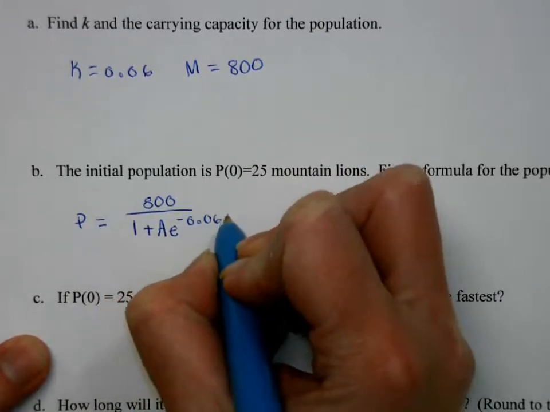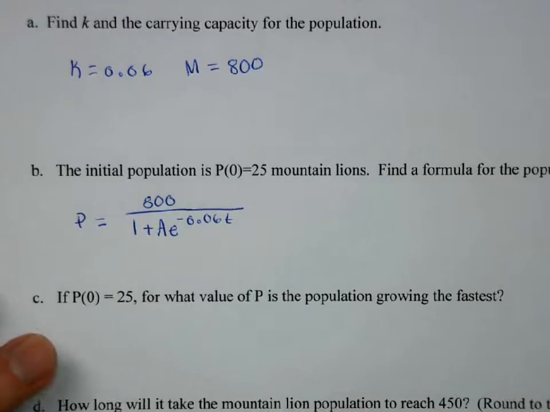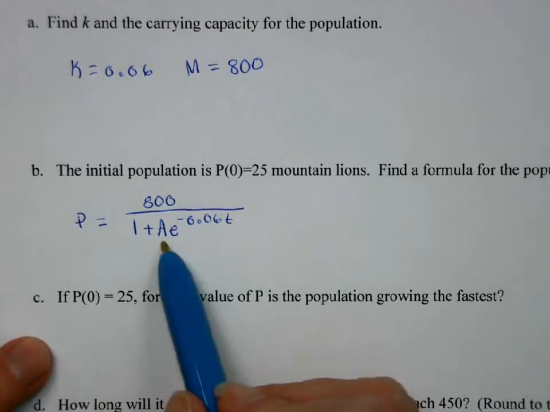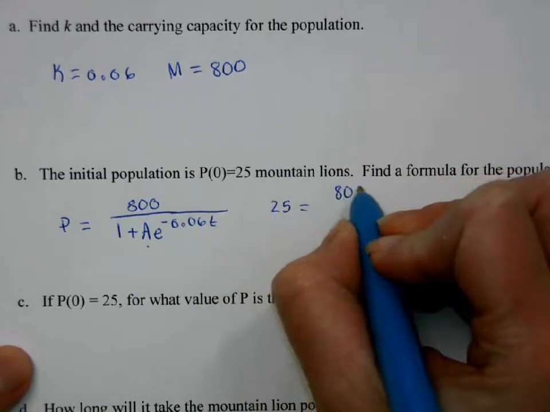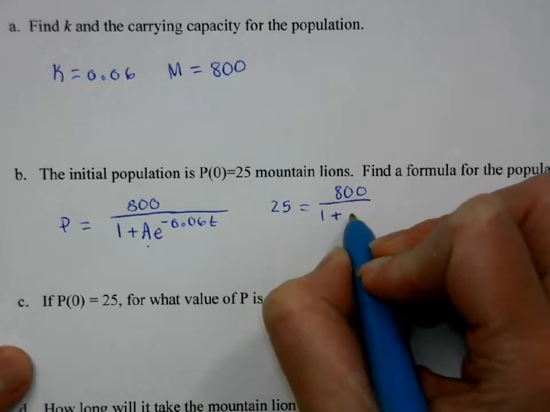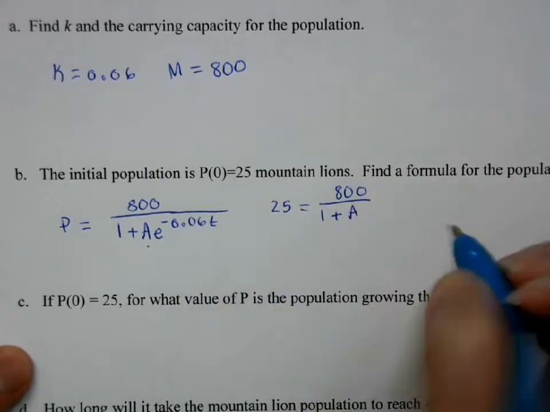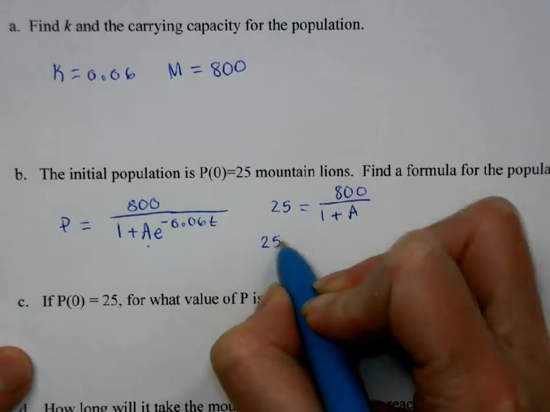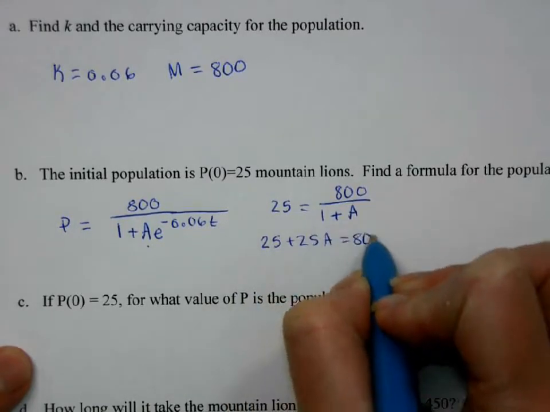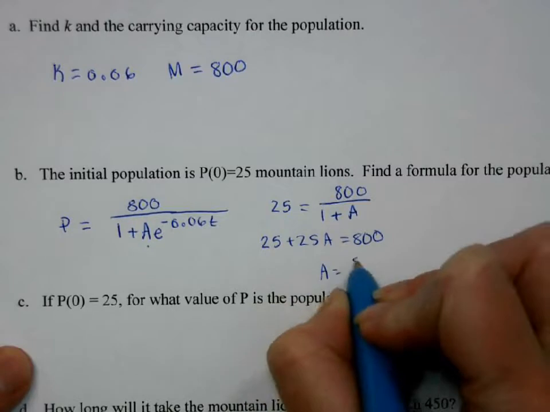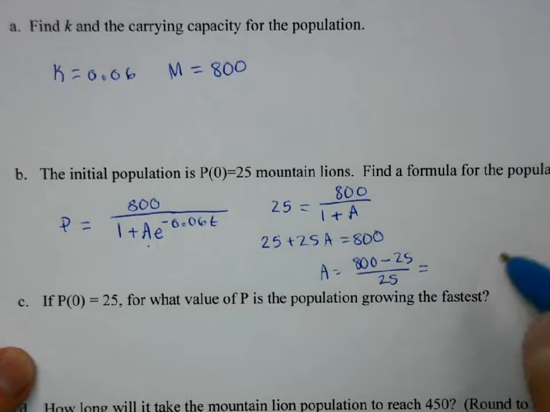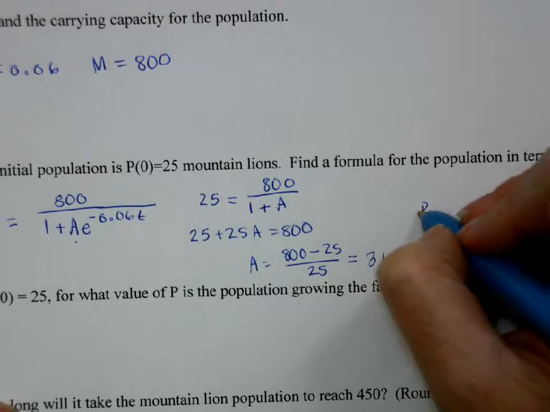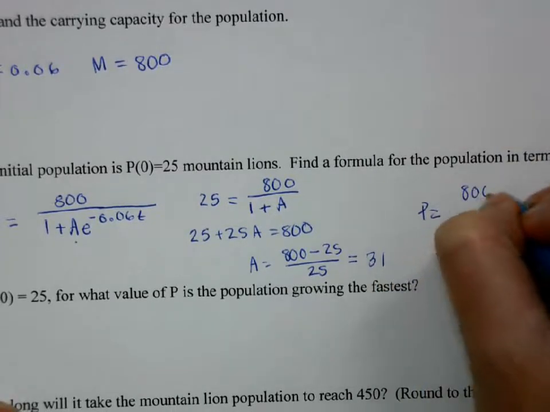We're going to solve for A. So 25 equals 800 over 1 plus, if we plug in 0, we're just going to have A. So 25 plus 25A equals 800. So A is going to equal 800 minus 25 divided by 25, which is 31. So my general solution here is 800 on top over 1 plus 31 e to the negative 0.06 t.